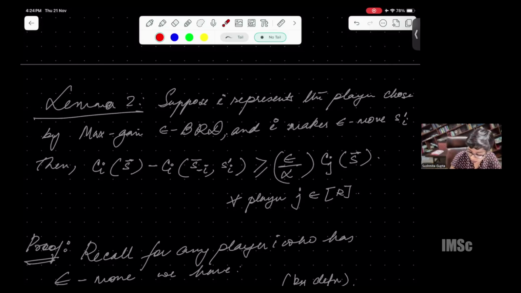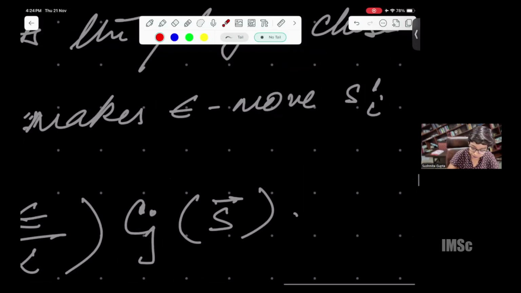Okay, is this the confusion, Satya? When we say strategy, I've been using the common or generic terminology we always use for all games. What we are talking about is choice of paths. So S prime I represents a path.